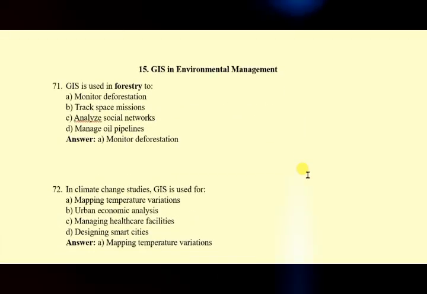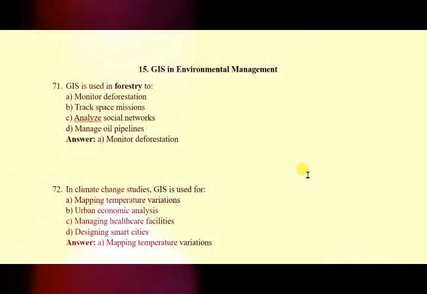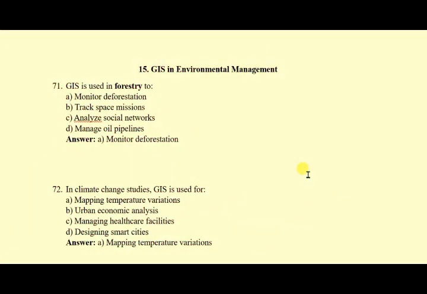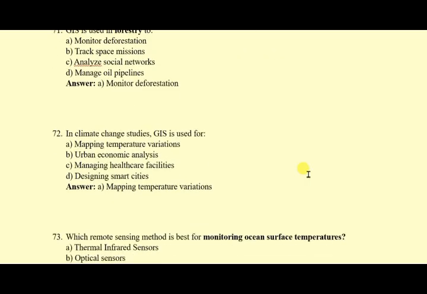15th category, GIS in environmental management. GIS is used in forestry to monitor deforestation, track space missions, analyze social networks, manage oil pipelines. Right answer will be monitor deforestation.